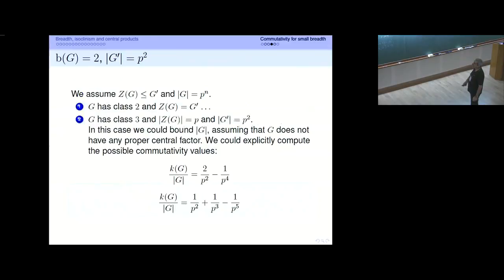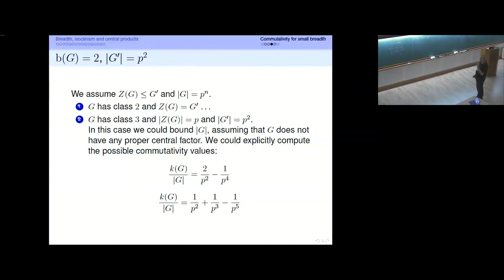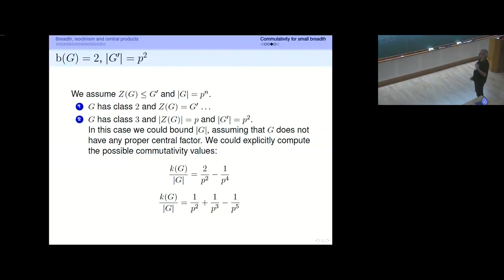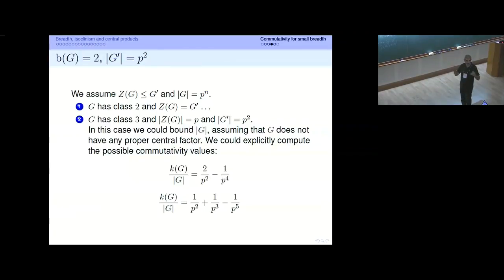And the other case is much easier somehow. It gives a much better result, because if the group has class 3, you don't have any problems. You can just compute 2 explicit values for the groups of class 3 of breadth 2 that are stem and do not contain any proper central factors. Just 2 numbers. That's it. And then out of those numbers, you construct the others.